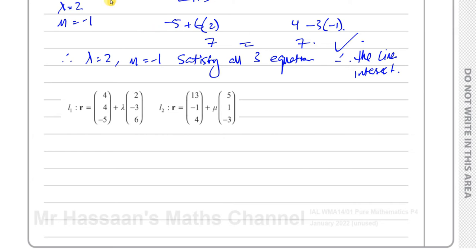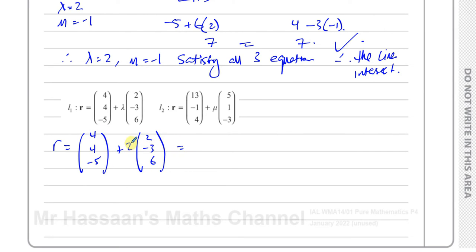Okay, now here we have the two equations, line 1 and line 2. Now we know that lambda equals 2 and mu equals minus 1 will take us to the point that we need. Lambda equals 2 substituted into here, so we could choose either of them. So for example, let's put lambda equals 2 into here. We have 4 minus 5 plus 2 times 2, negative 3 and 6.